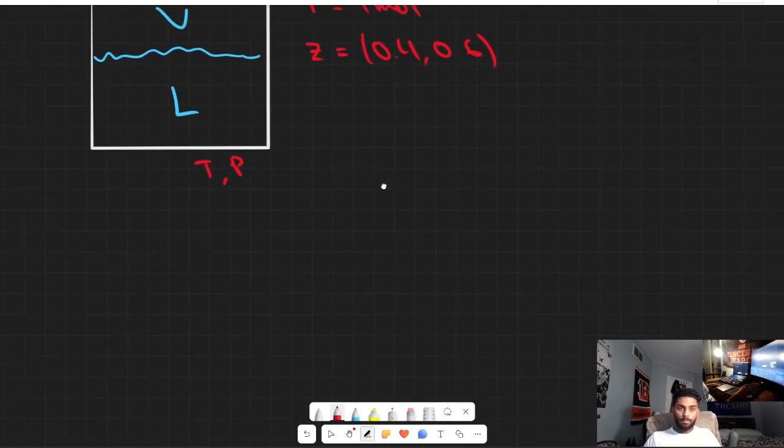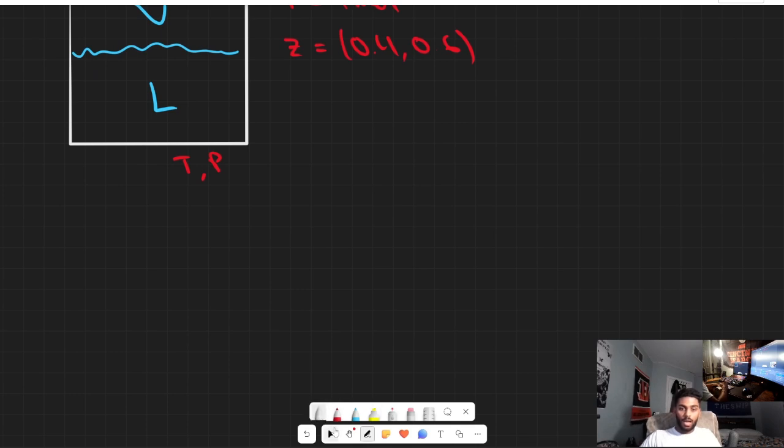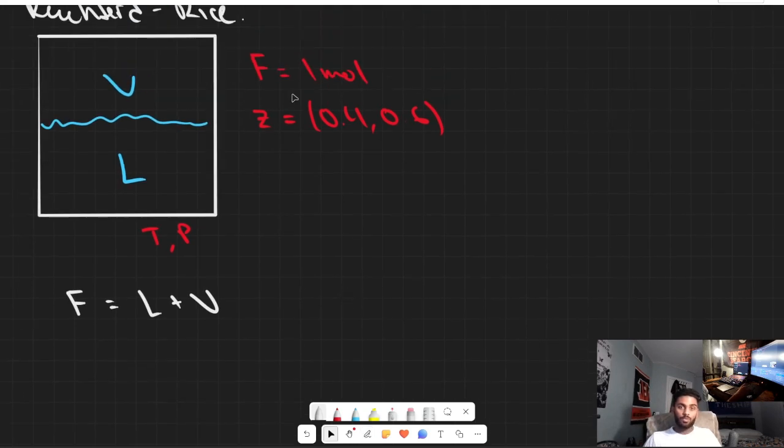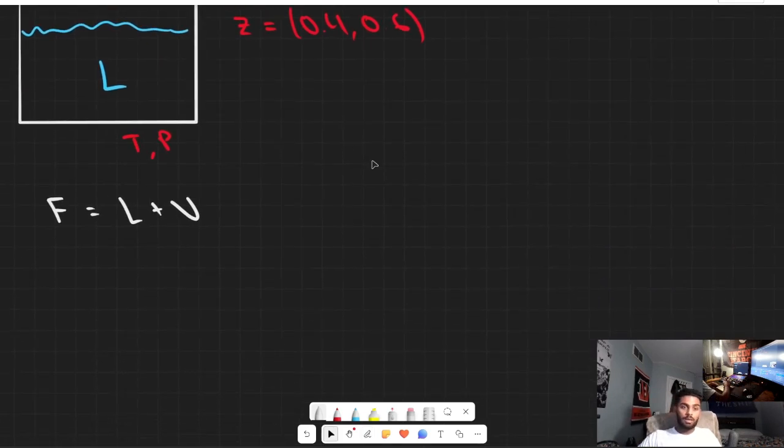So the first step is I'm going to create a very intuitive overall mass balance. So that'll look something like our overall feed is going to be equal to our mass in the liquid phase plus our mass in the vapor phase. And that makes sense. Whatever we're putting in has to eventually separate out, but we have to conserve mass in this system. So something like this makes sense as an overall mass balance.